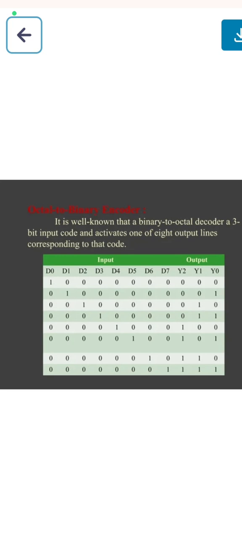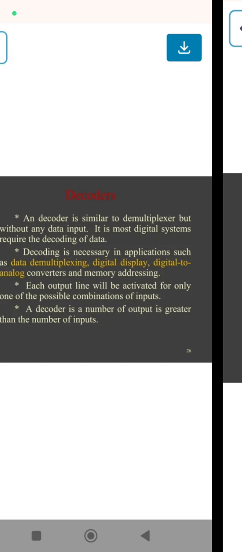your output will be the binary of 1, which is 0 0 1. Same if you select input D2, then we get the output 0 1 0. Then D3 is 0 1 1, D4 is 1 0 0, D5 is 1 0 1, D6 is 1 1 0, D7 is 1 1 1.